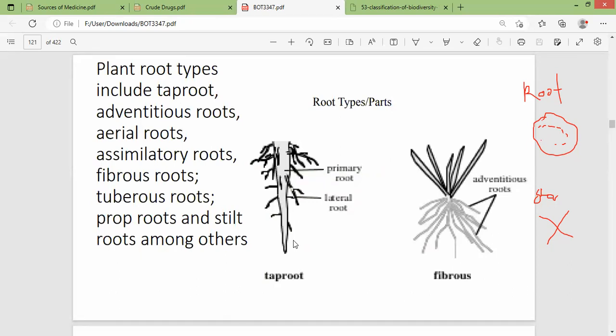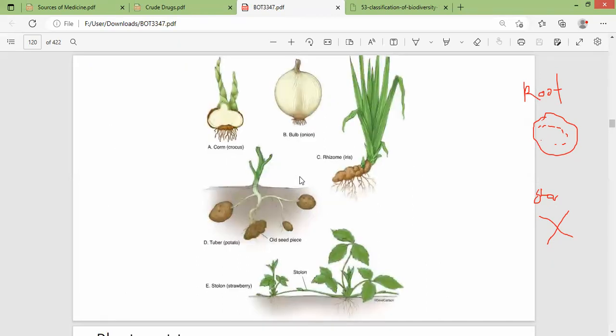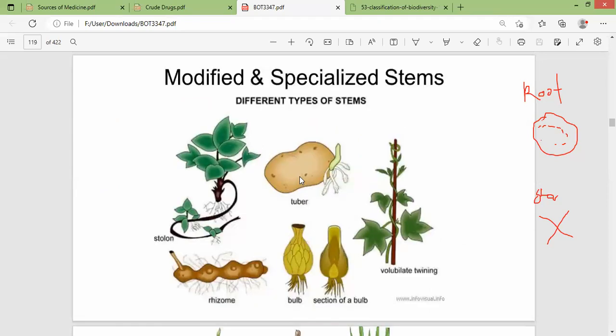Sorry, you said the specialized stems, there's rhizome, tubers, what else? There's this other one called the stolon. Here they are. Rhizome, tubers, stolon. Even the twiners, like passion fruit, you know how passion fruit grows.